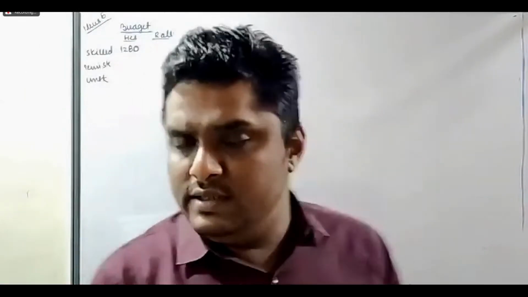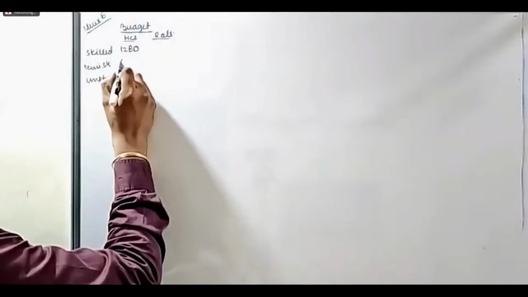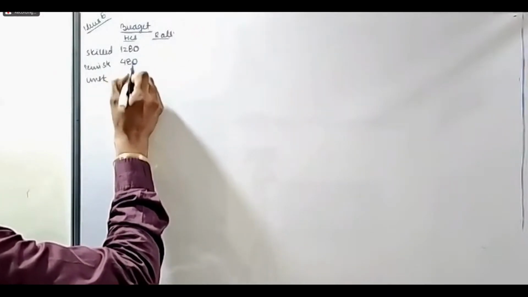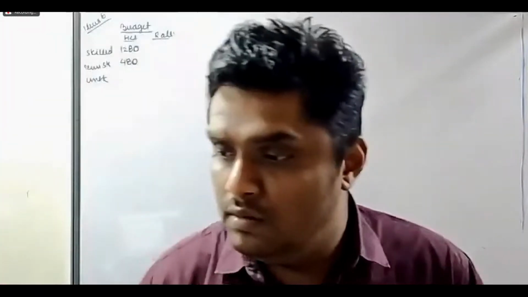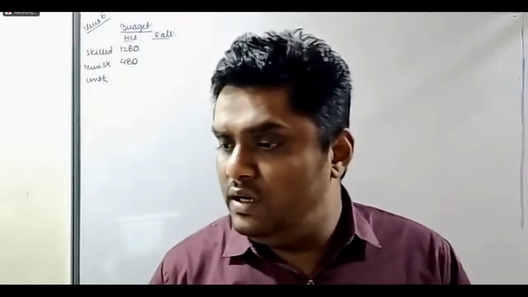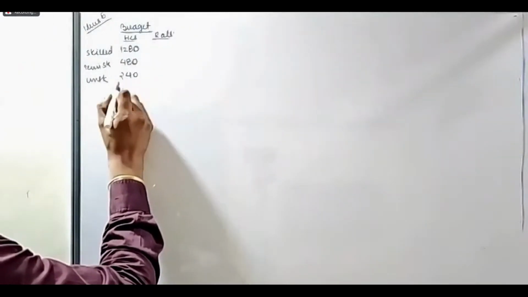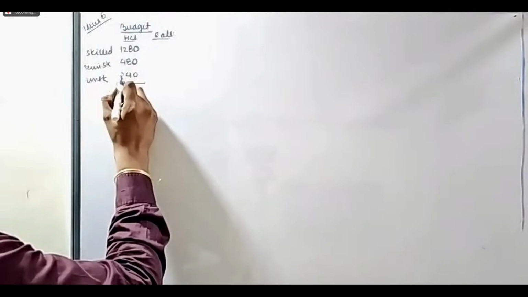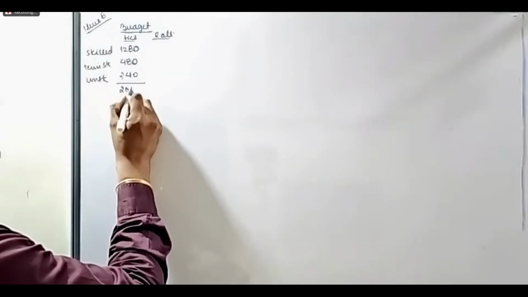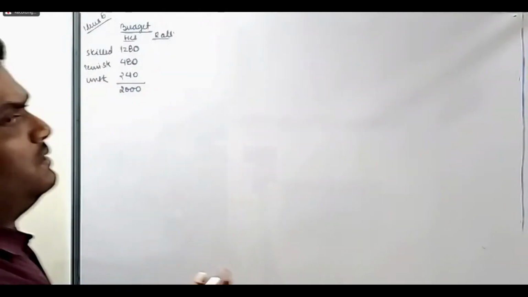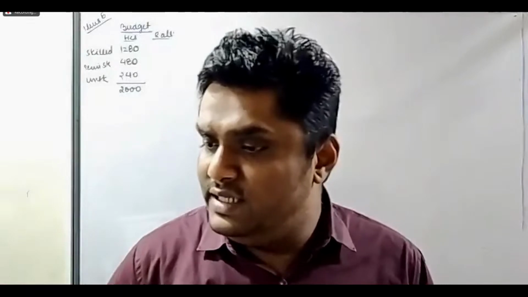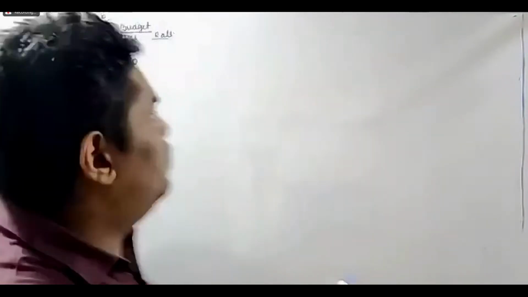Further, 12 workers working for 40 hours. So this will be 480 hours. 6 workers working for 40 hours. So this will be 240. So this will be 2000 hours. And the rate is given, that is 3, 2, and 1.